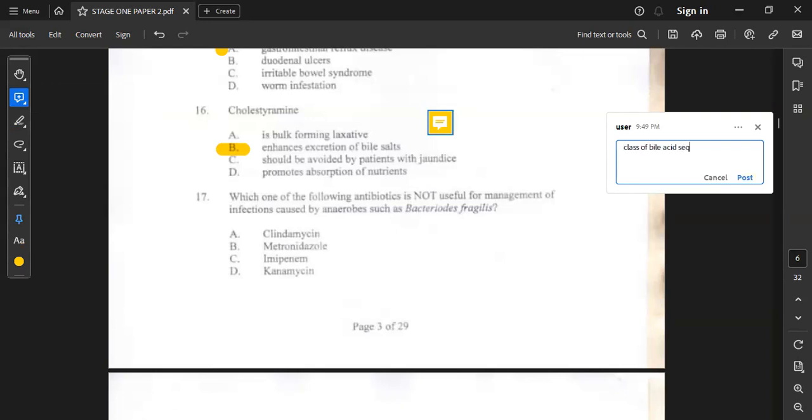Hence they are used as anti-hyperlipidemic agents. And these bile acid sequestrants are the only anti-hyperlipidemic agents safe in pregnancy, if a woman in her reproductive age has an issue with cholesterol.